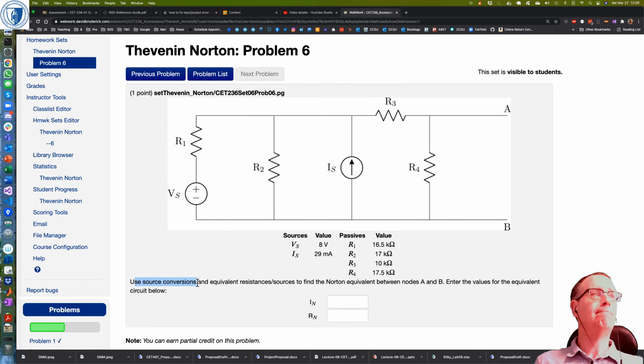So you can solve this question without explicitly using source conversions. It's got 2 independent sources. It's got VS, which is an independent voltage source, and it's got IS, which is an independent current source. So you could just use the equivalent resistance technique in order to find the Norton resistance. Source conversions.